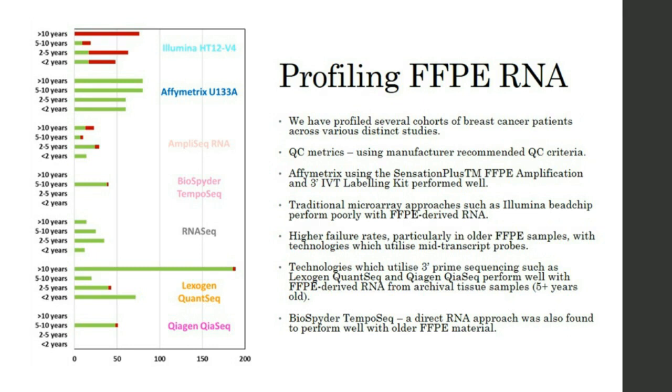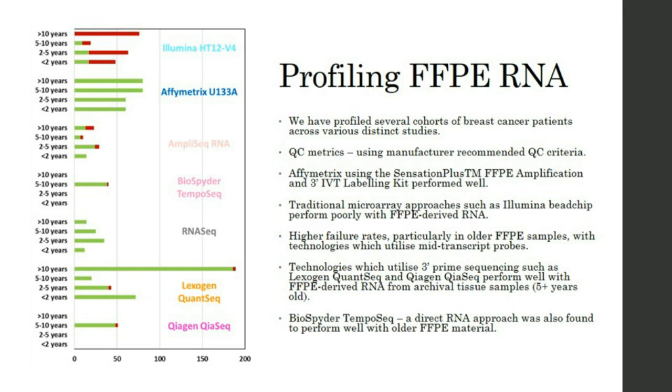We've got each of the technologies listed there in order, from Illumina, Affymetrix, AmpliSeq, BioSpyder, RNA-Seq, Lexogen, and then QIAGEN QIAseq. The green lines represent samples which passed the manufacturer's recommended QC criteria for sequencing. So these are different in each case, but things like read length, sequencing quality, and read depth, and other metrics such as that. And the red lines indicate samples which have failed those QC criteria. So you can see right at the top, the old-fashioned Illumina bead arrays perform very poorly with FFPE tissue, very poorly for older tissues, and very poorly even for more recent tissues.